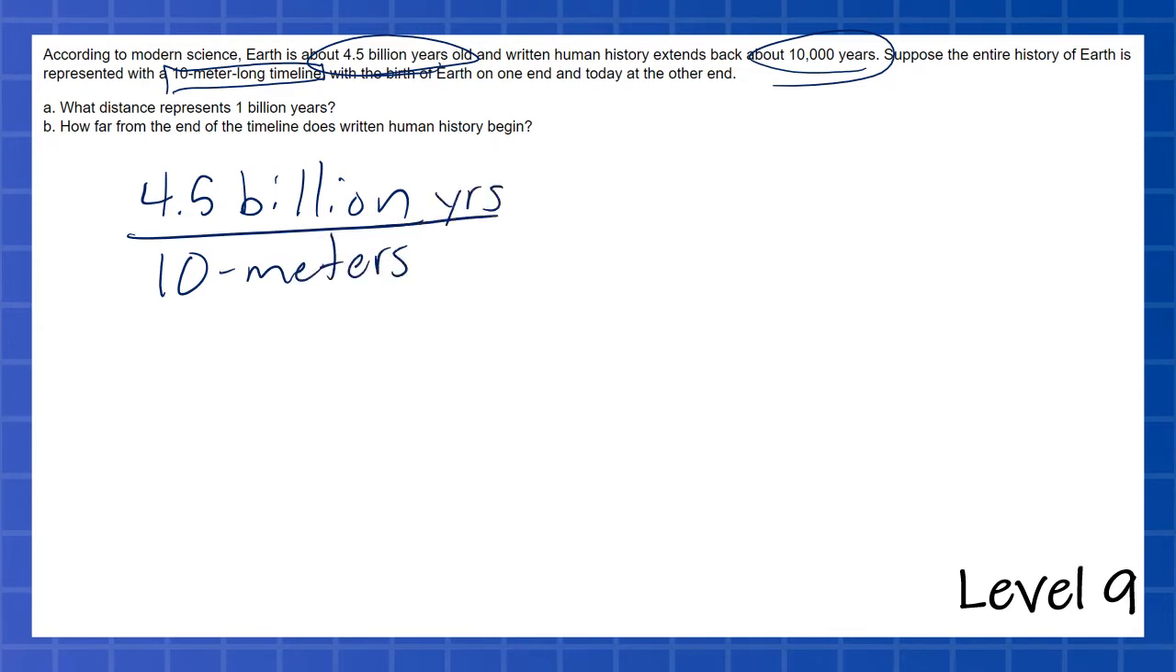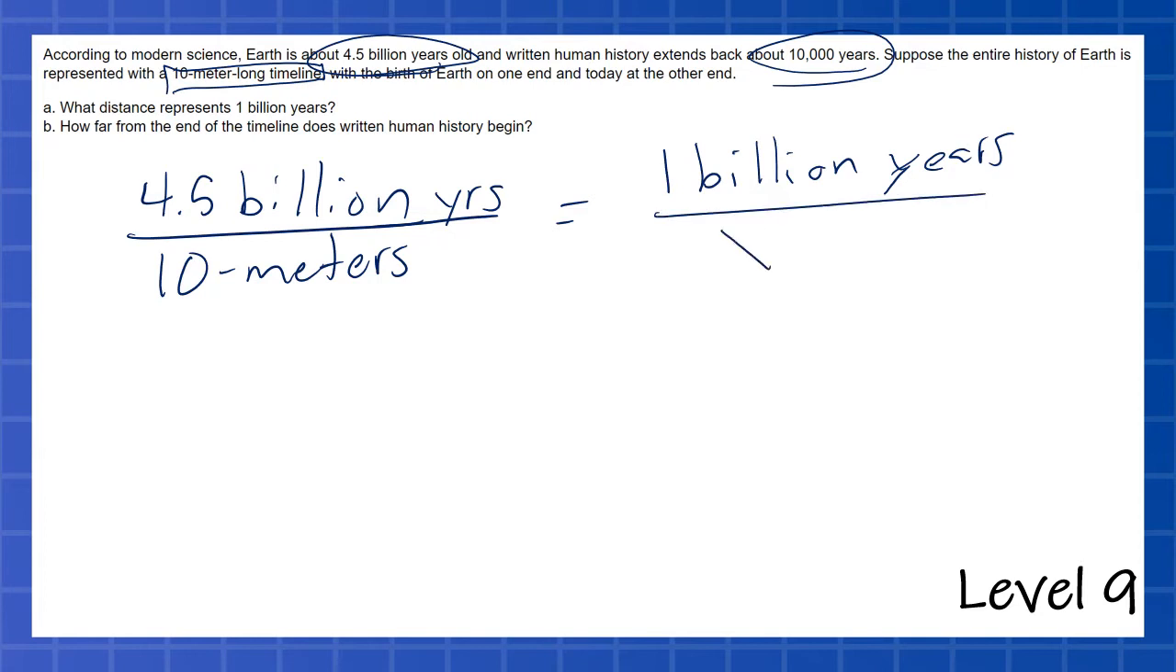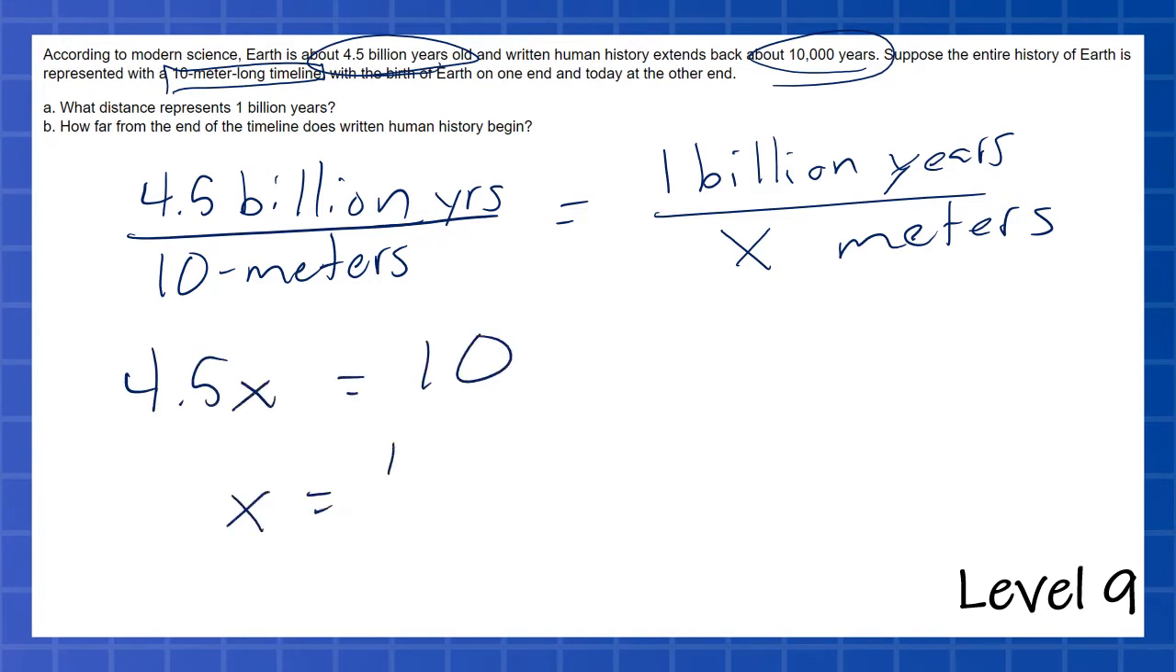And the follow-up question is, well, what is 1 billion years? It's not 1 billion meters. It's going to be less than 10 meters. So all we have to do is find x meters. Notice that my billions of years and my meters line up. They're in the same place. And we're going to solve that proportion by cross multiplying and dividing. So we get 4.5x equals 10, and so x equals 10 divided by 4.5.